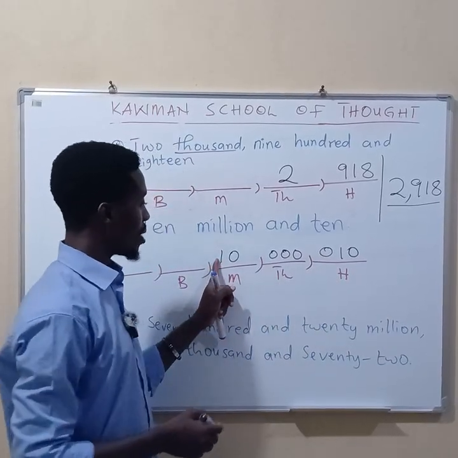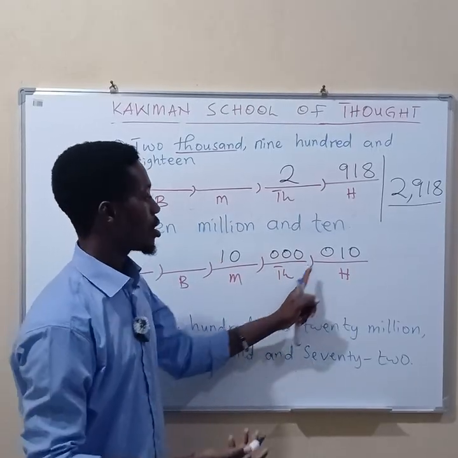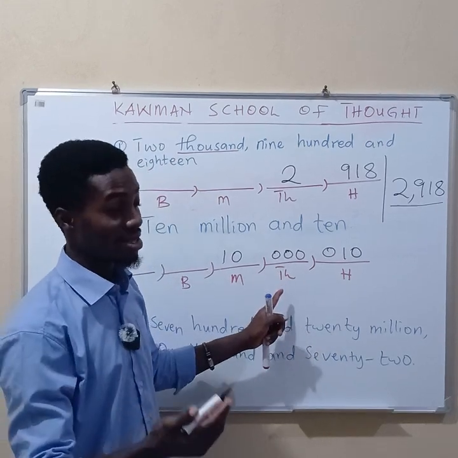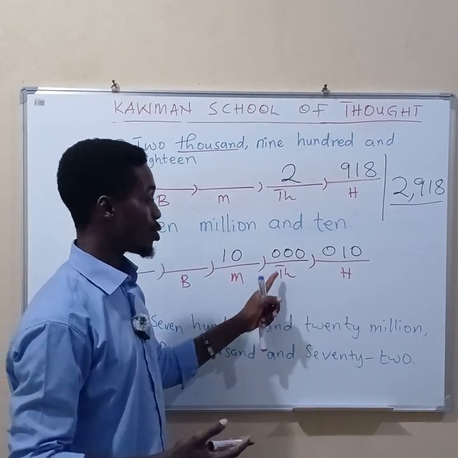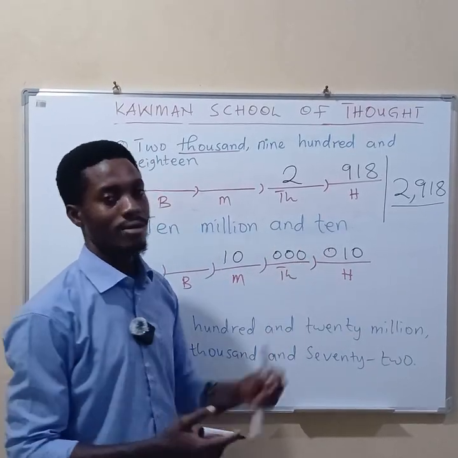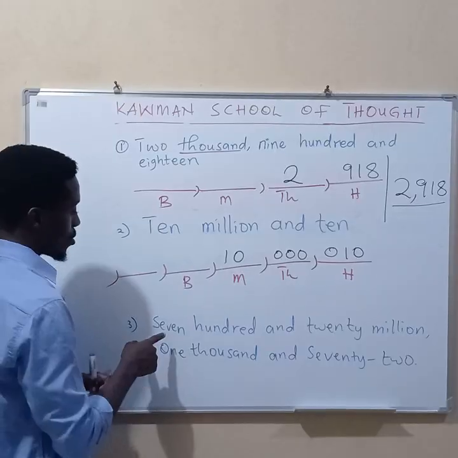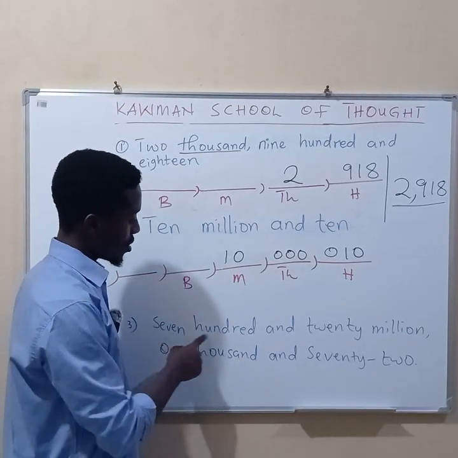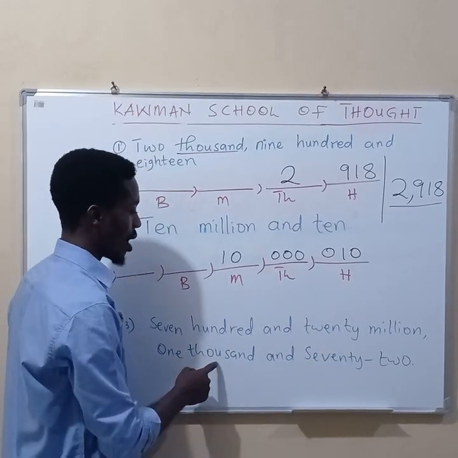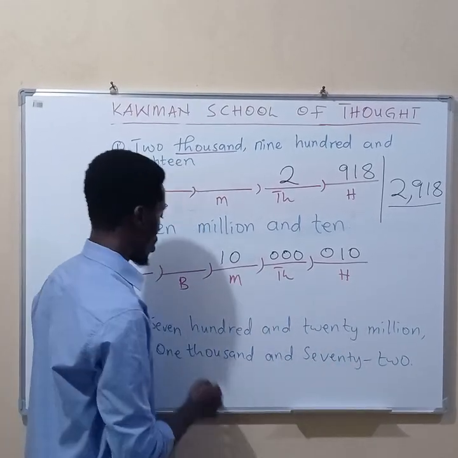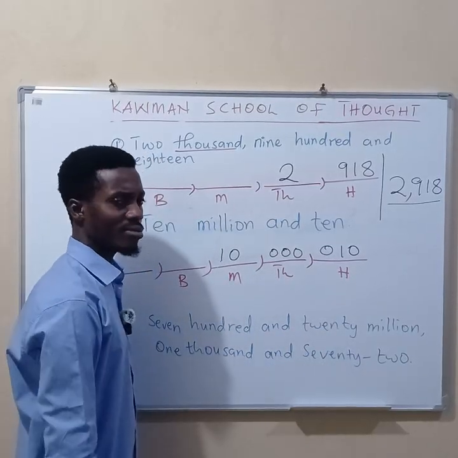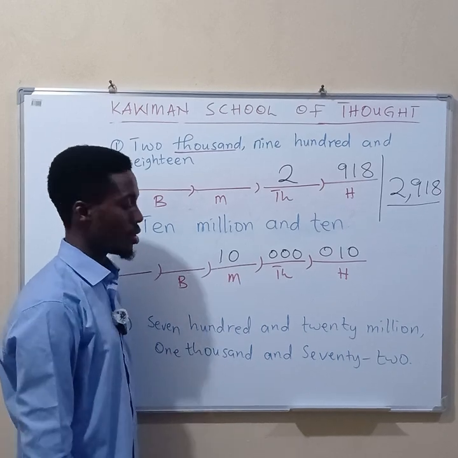So 10 million, 000, and 010. But you don't write the 000. You just ignore it and then write 10 million and 10. All right. So now we have this number here, 720 million 1,072. Now I'll leave this for you to try in the comment section.